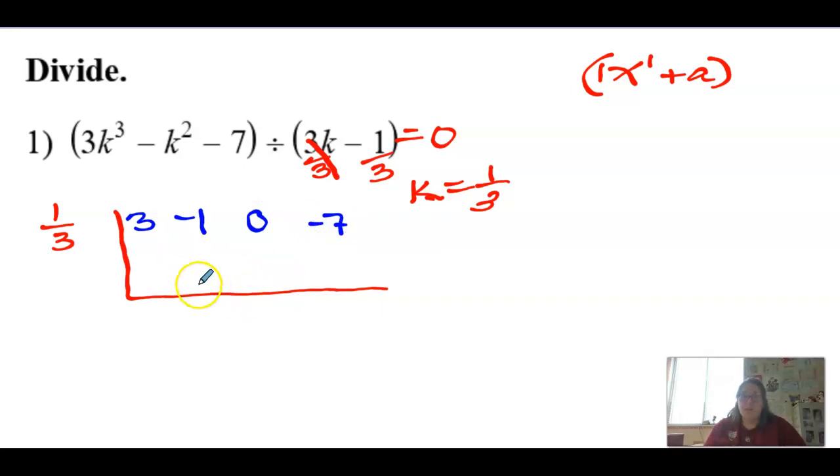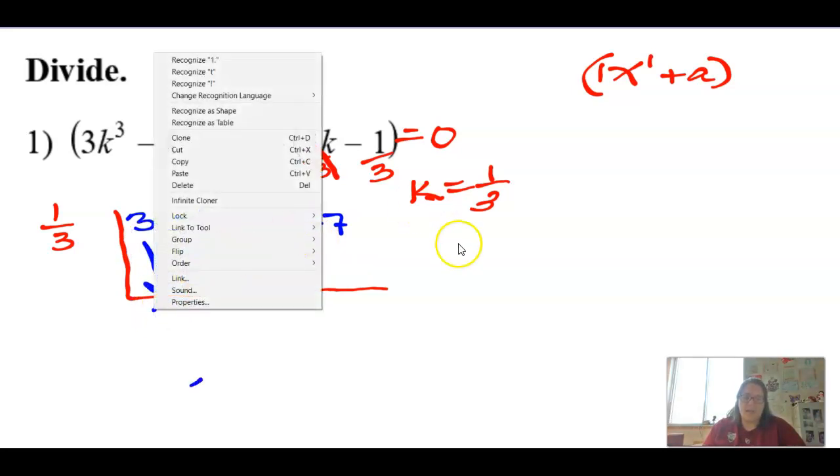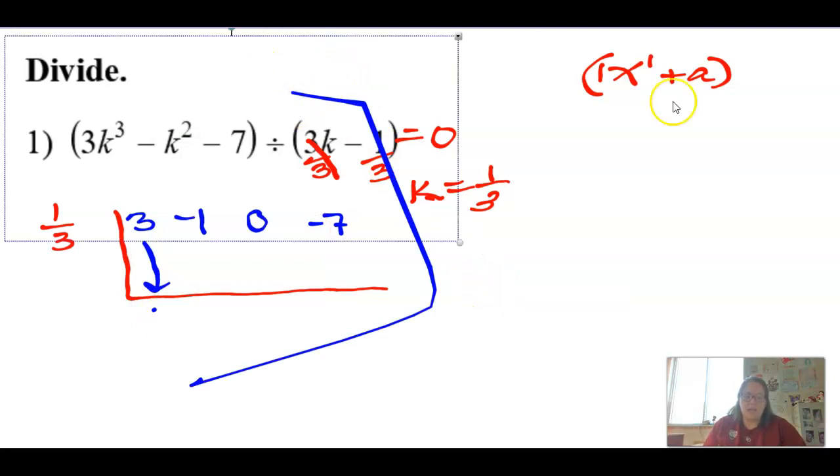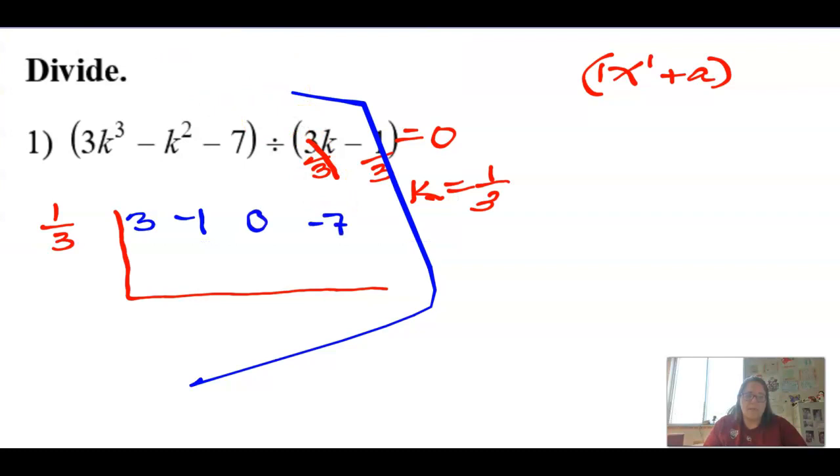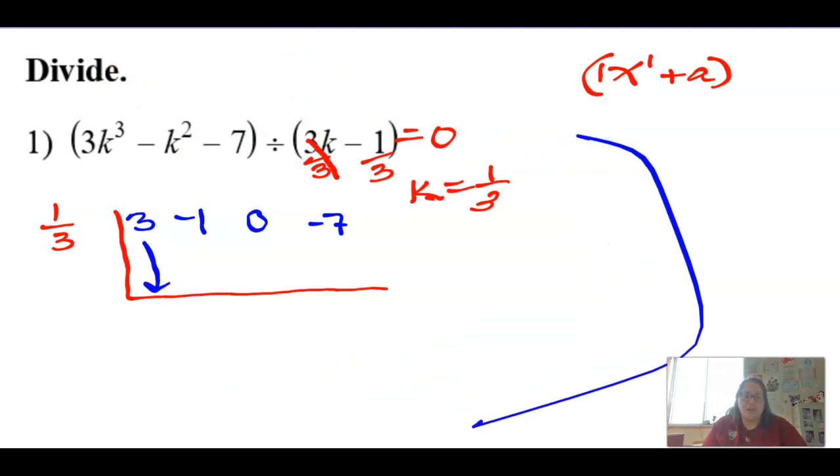All right. From here, I'm going to do the process of synthetic division the same way I always would. So I would bring down my 3 here. And then I would multiply the same way I normally would. All right, so I brought down my 3, and then I'm going to multiply it by my 1/3. Okay, so 1/3 times 3 is just 1.